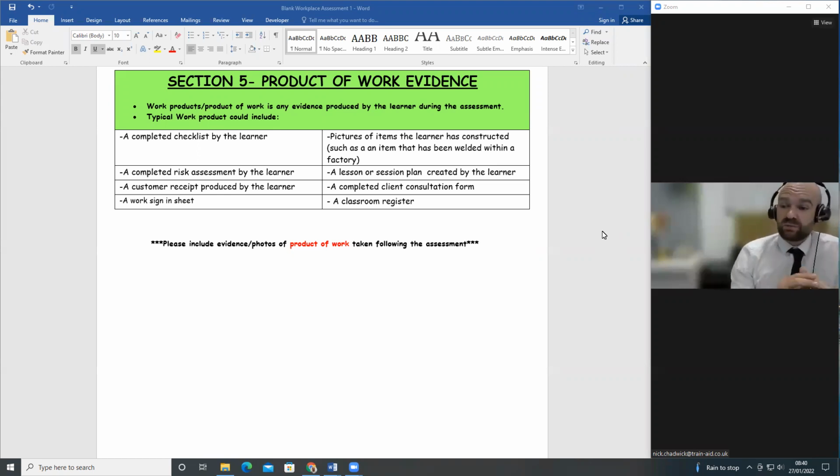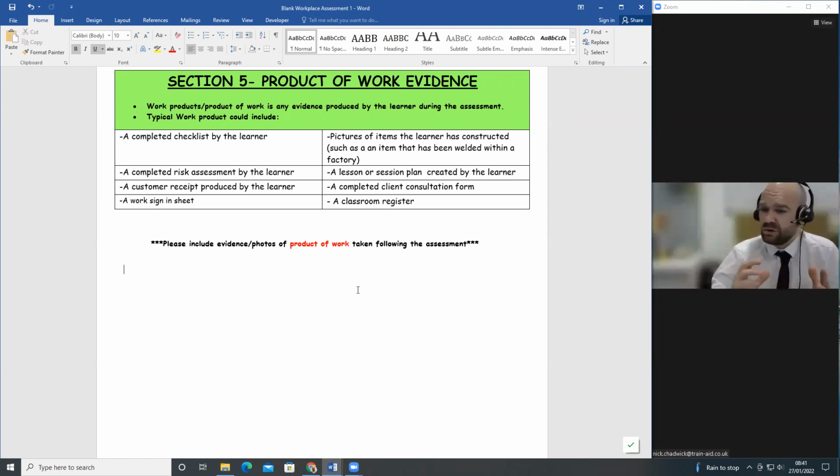This could be something physical that they create, or something that they're filling out. But this is simply evidence that the assessment took place. What we're looking for here is 1 to 2 pages maximum of a product of work. This could be a photo, or a scanned document that you save and upload to your work pack here, or you could submit the product of work as an attachment to your workplace assessment.